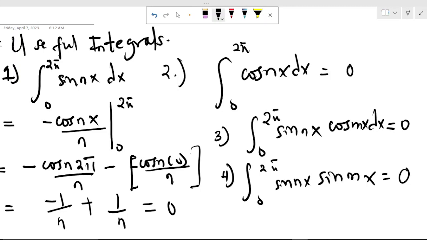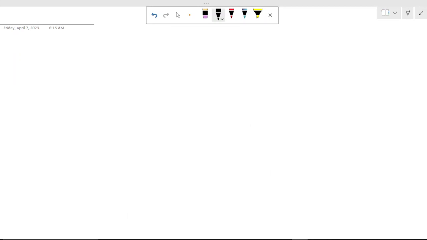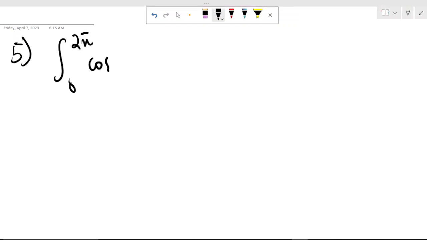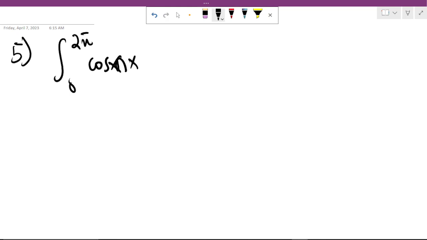I think we have about 8 more. Let me get to a new screen. So that's now number 5. I've given you sine nx, I've given you cos nx, I've given you sine nx cos mx. So let's see this. Yes, we have cos nx cos mx. This gives us 0 also.